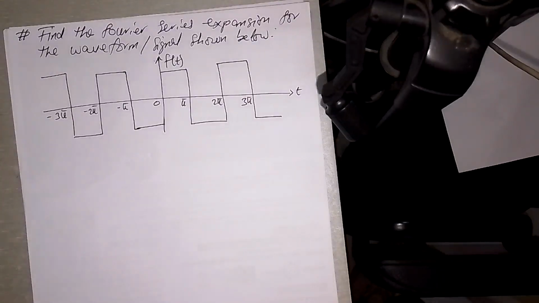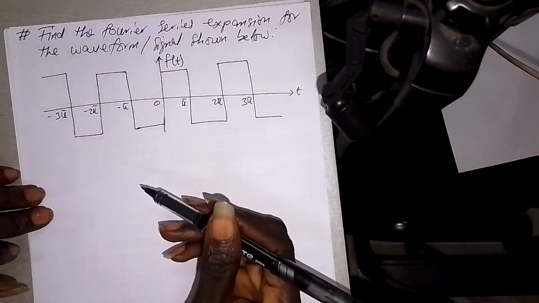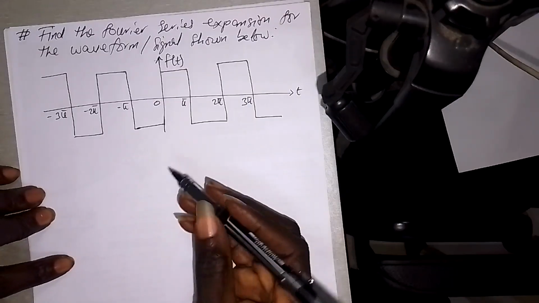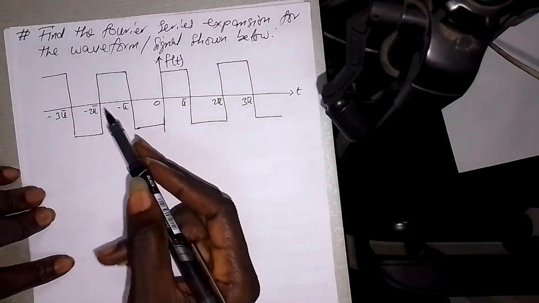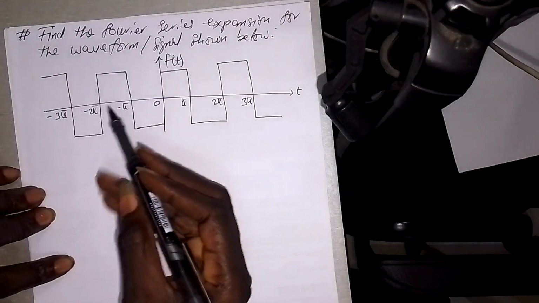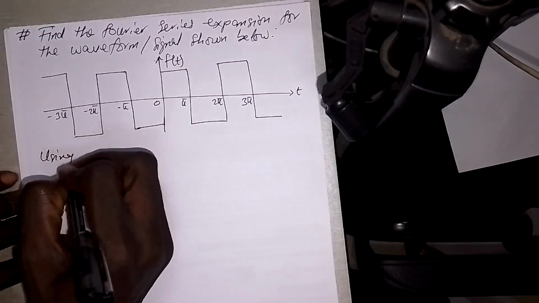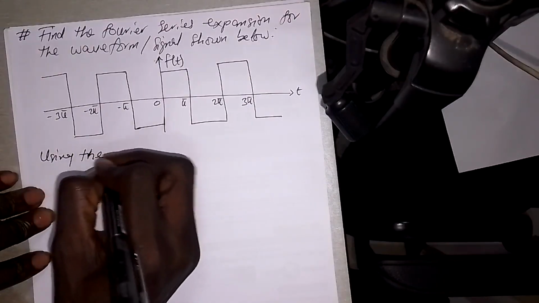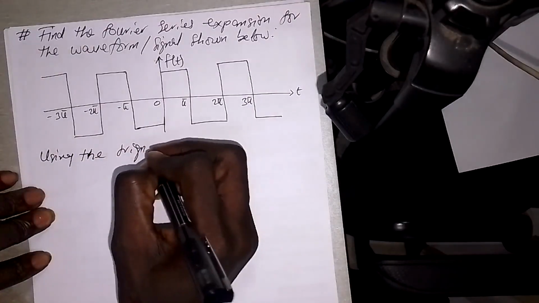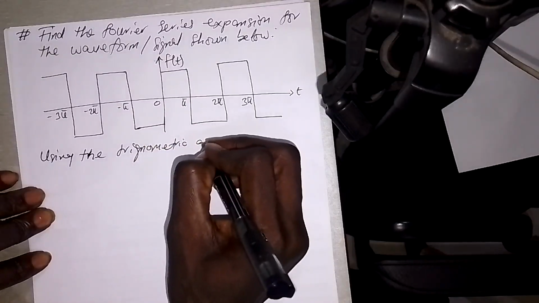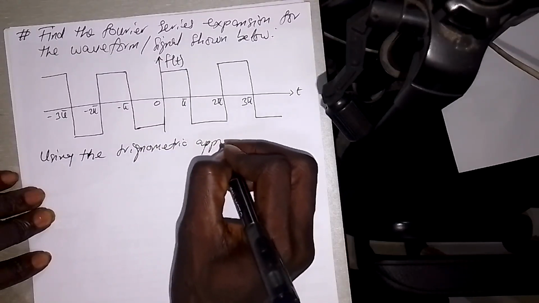So here we're going to solve this Fourier series problem. Here we have a square wave question. So the signal here is a square wave, and we have been asked to find the expansion for this square wave in Fourier series format. Specifically, we're going to use the trigonometric format. Okay. So let me just write here using the trigonometric approach.